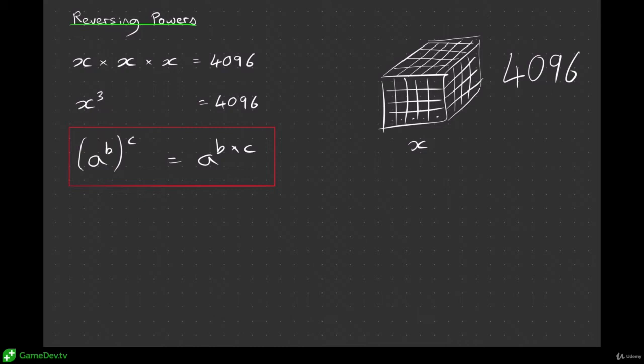What we want to do is we want to get back to just x, don't we? This is our goal. We want to know that x equals some number. So we need to take a few steps to get there.